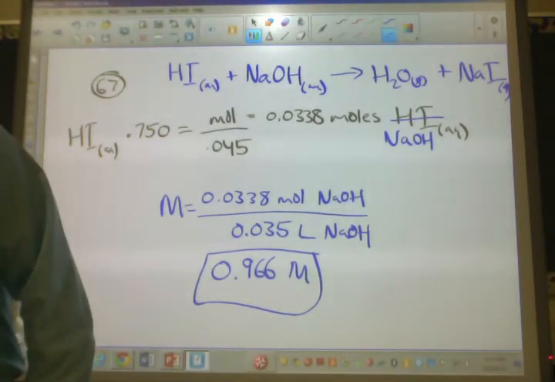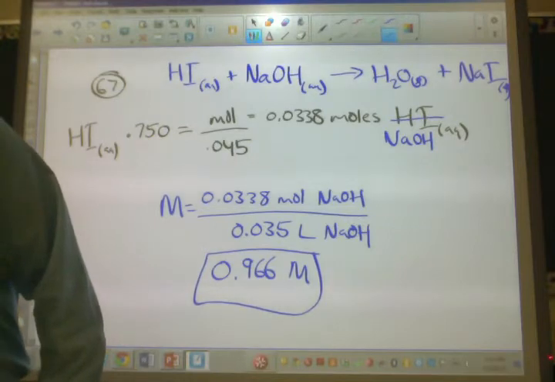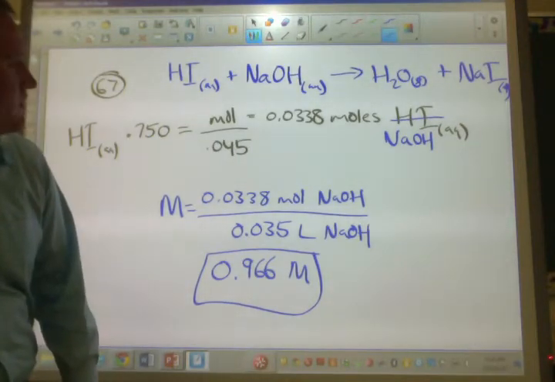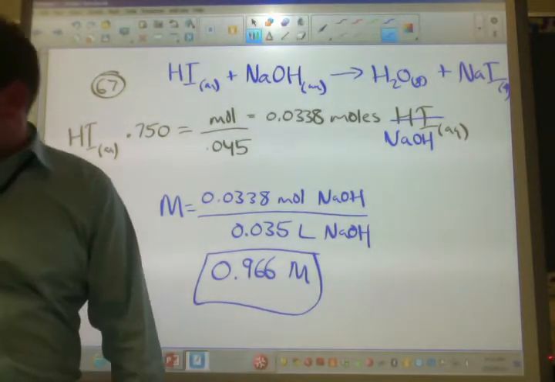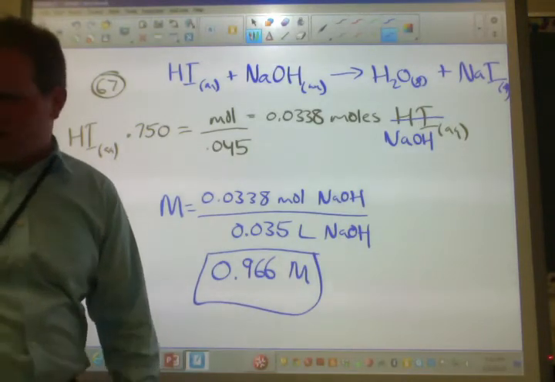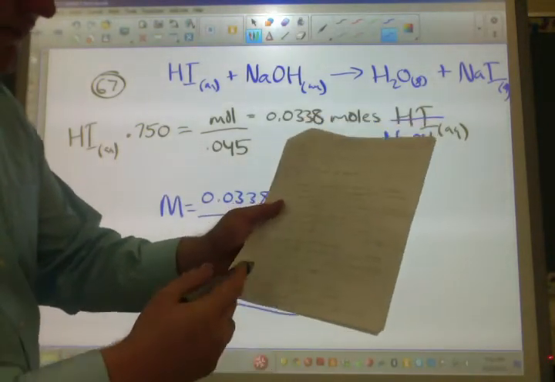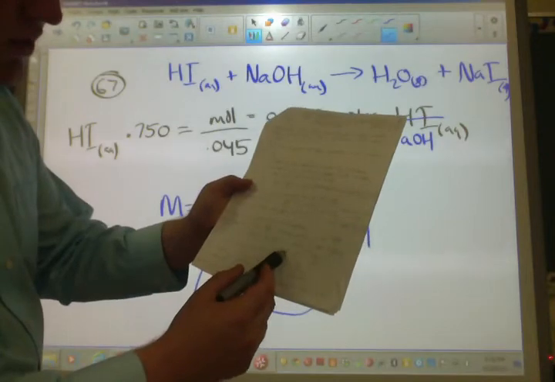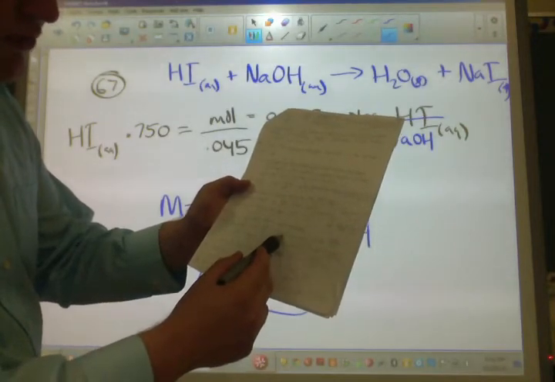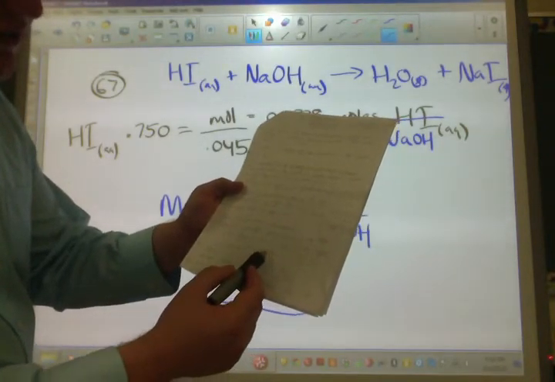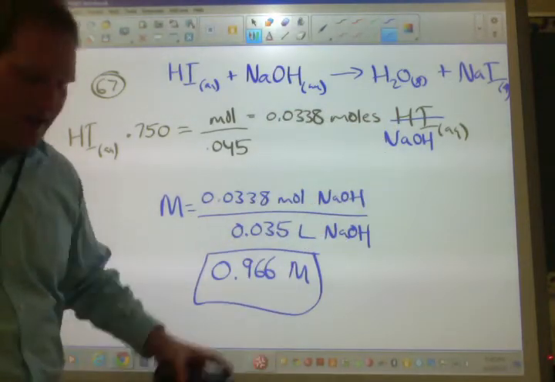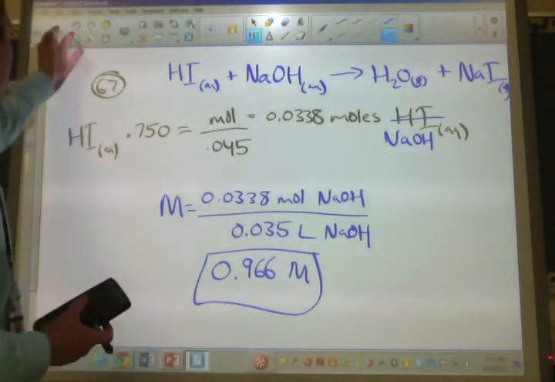Okay. Let me check something. My answer key doesn't match what I did here. Looks like I see a problem on my answer key. If you're following along, I accidentally wrote 0.0338 as 0.0388. So this is right, answer key is wrong. 68.